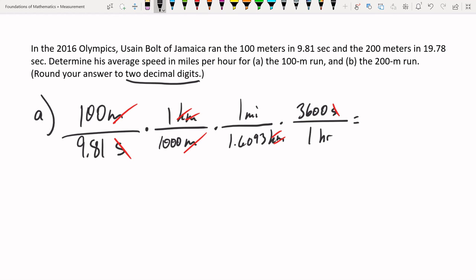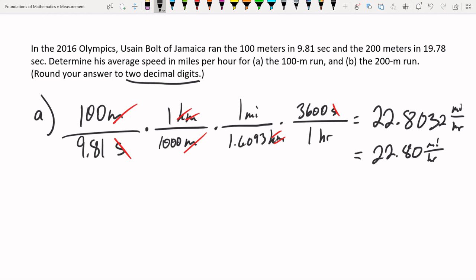Okay, now let's actually multiply this out. 100 times 3600 on top, divided by 9.81, 1000, and 1.6093. That gives us 22.8032 miles per hour. Round to 2 decimal places, 22.80 miles per hour.